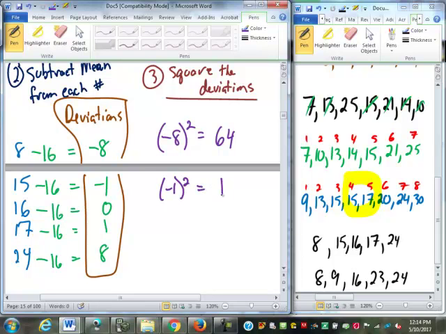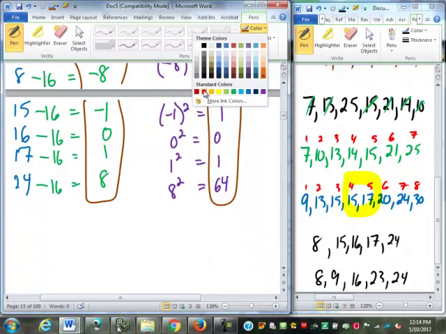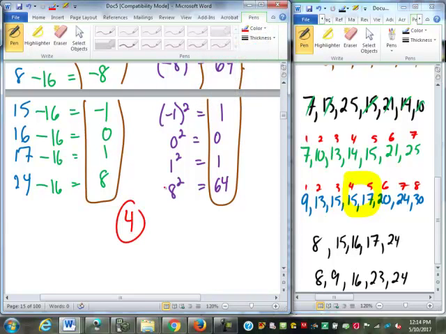Negative 1 squared is positive 1. 0 squared is 0. 1 squared is 1. And 8 squared is 64. Again, these are the squared deviations. Step 4 is to find the sum. The sum, you just add those up. 64 plus 1 plus 0 plus 1 plus 64 is 130. That would be called the sum of the squared deviations.